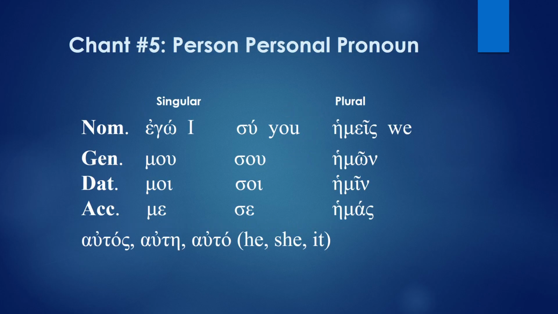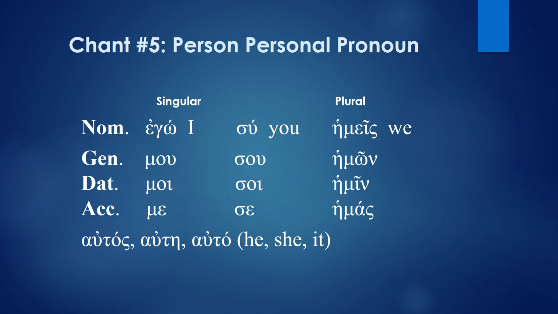Chant number 5, personal pronouns. First person singular. Ego, nominative singular, when it's the subject of the sentence, I. Mou, first person singular, genitive. My.